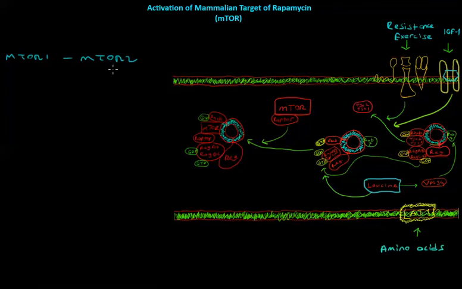But according to new research, I can say that it may also play a role in cancer, like mTOR 1, and may also play a role in organization of cytoskeleton. So that's why what we're gonna focus on is gonna be mTOR 1. And whenever I say mTOR, you should understand that I'm referring to mTOR 1, okay?